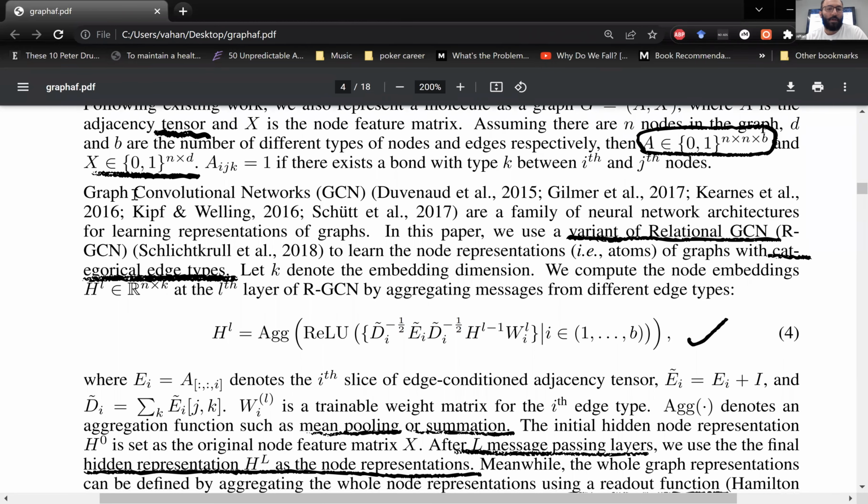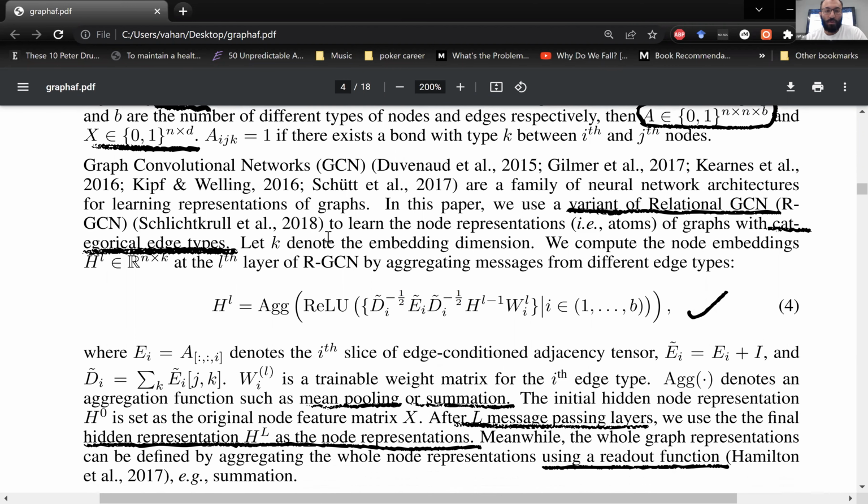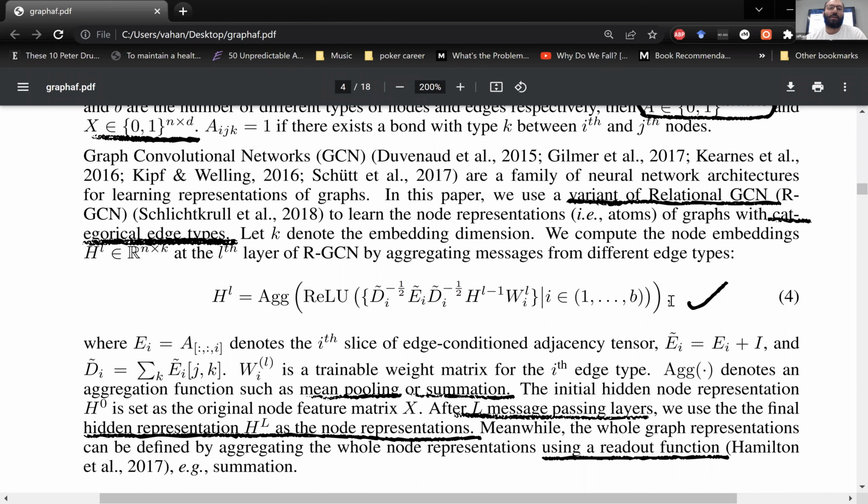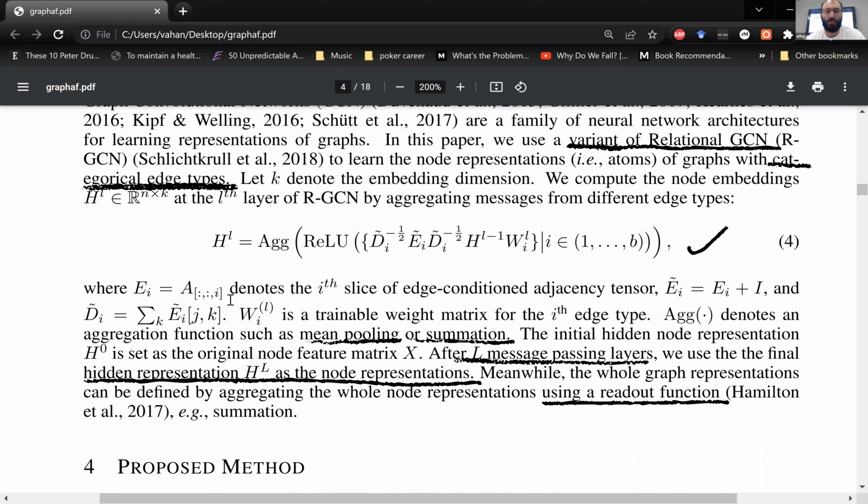So they use a GCN, but I think they use a variant called relational GCN, which also allows handling different edge types. This is the GCN model. We spoke about this. This is the normalized, this is the degree matrix. So this is the Laplacian actually. Degree matrix, normalized adjacency matrix. H are the hidden layers, W's are the learnable weights. Aggregation is an aggregation function, so it's usually a sum, I think, or mean pooling.